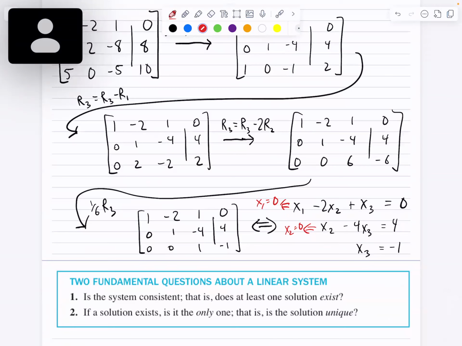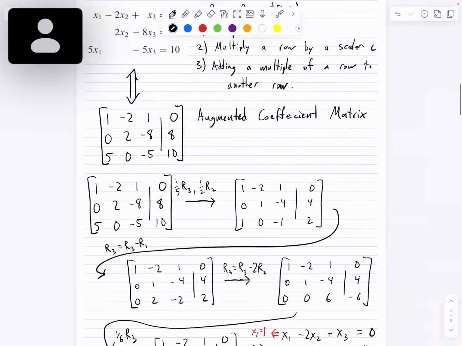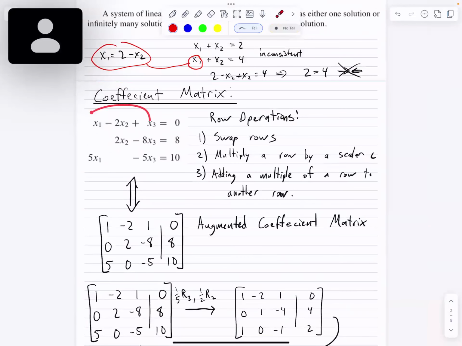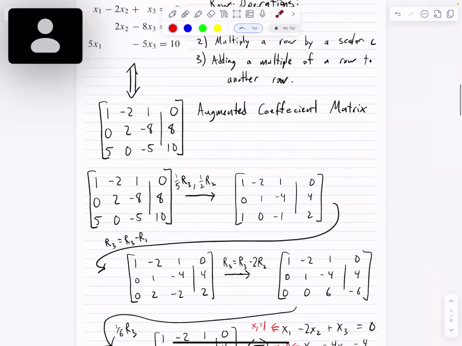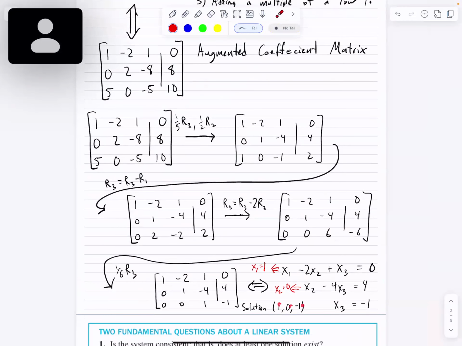4 minus 4, so x2 is 0. Oh, x1 is going to be 1, not 0. x1 has to be 1 to cancel out that. So x1 is 1. So the unique solution is 1, 0, -1. And so that's the unique point of intersection of all 3 of these planes. Those planes all intersect at this unique point, 1, 0, -1.